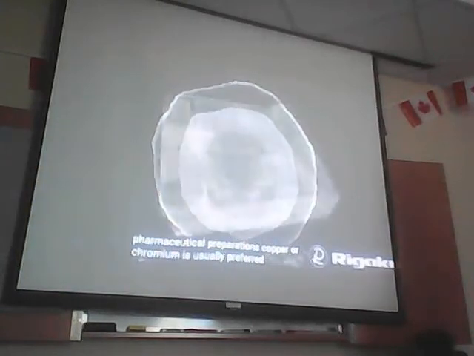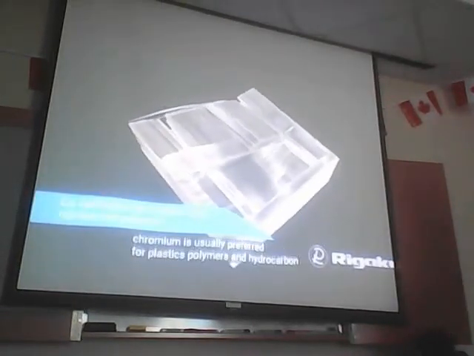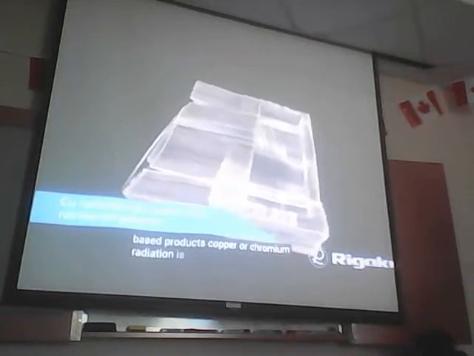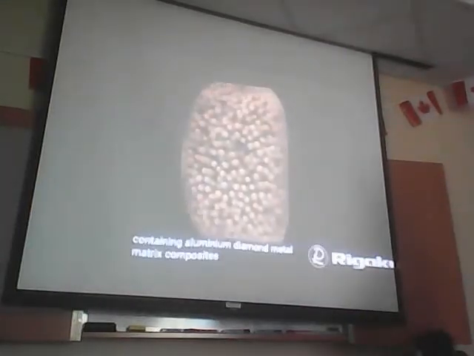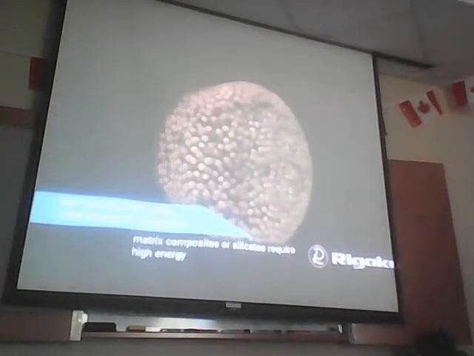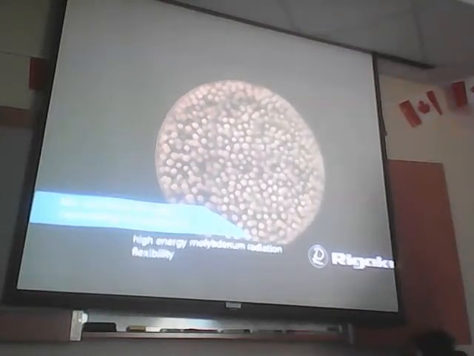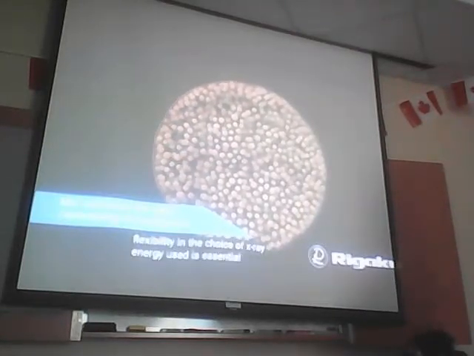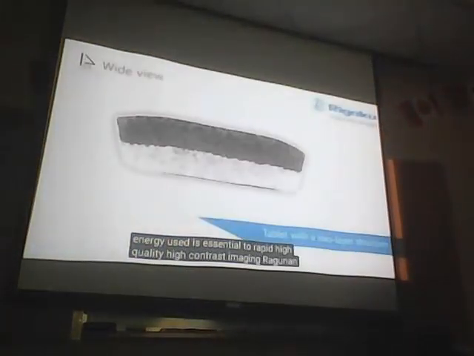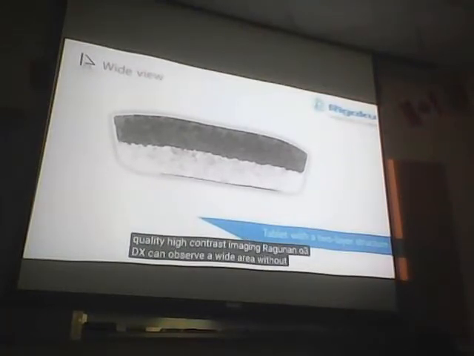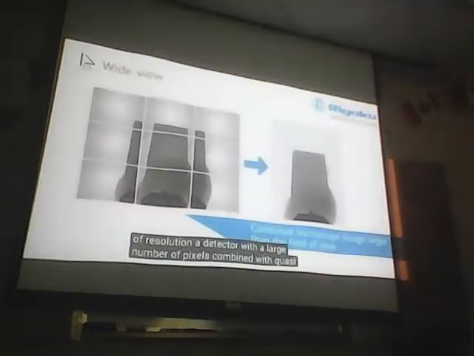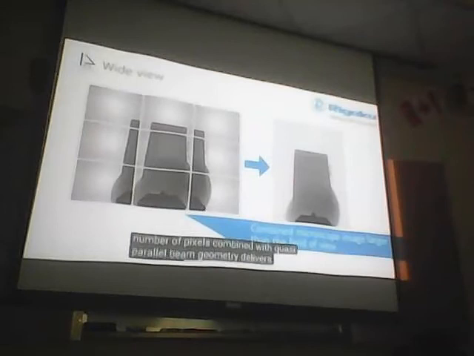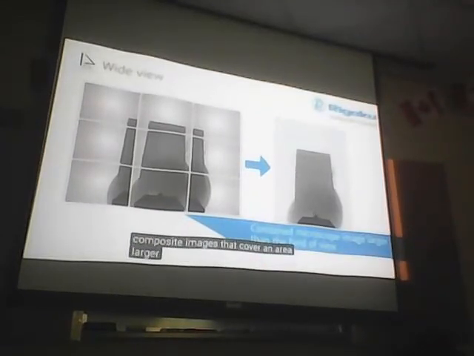chromium is usually preferred. For plastics, polymers and hydrocarbon-based products, copper or chromium radiation is likewise preferred. Samples containing aluminium diamond metal matrix composites or silicates require high-energy molybdenum radiation. Flexibility in the choice of X-ray energy used is essential to rapid, high-quality, high-contrast imaging. Rigaku Nano 3DX can observe a wide area without loss of resolution. A detector with a large number of pixels, combined with quasi-parallel beam geometry, delivers composite images that cover an area larger than the field of view.